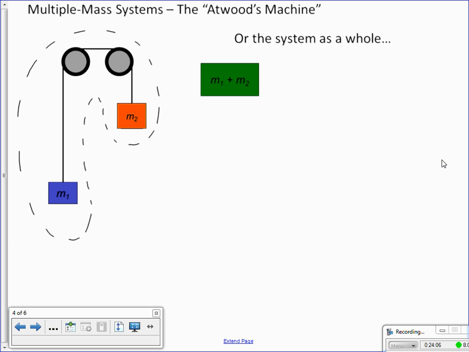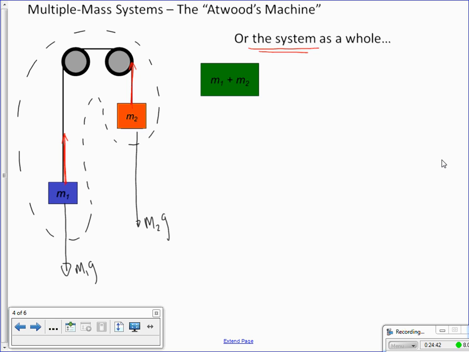Now there are tension forces inside that box. M1 has a tension force that acts upward like this. M2 has a tension force that acts upward like that. Those are parts of the system exerting forces on each other. If we're looking at the system, we don't talk about those forces. We want to look at forces where the outside world exerts a force on the system. And those gravitational forces are forces from the outside world. They're the Earth exerting forces on M1 and M2.